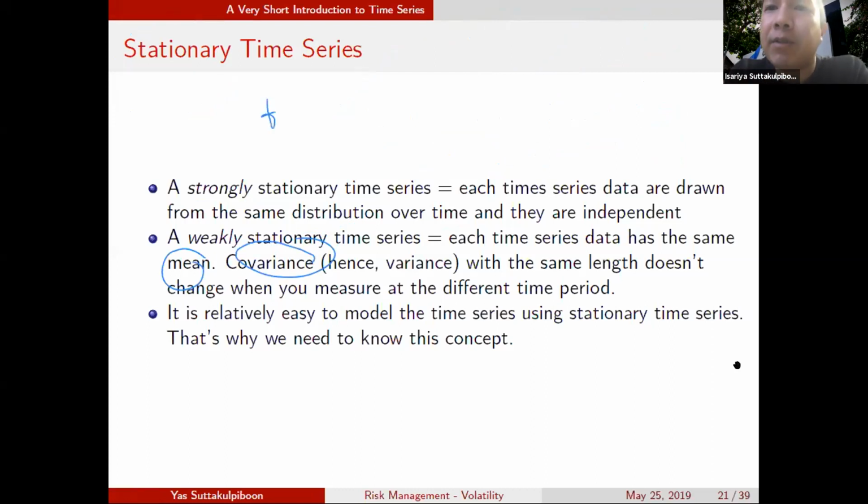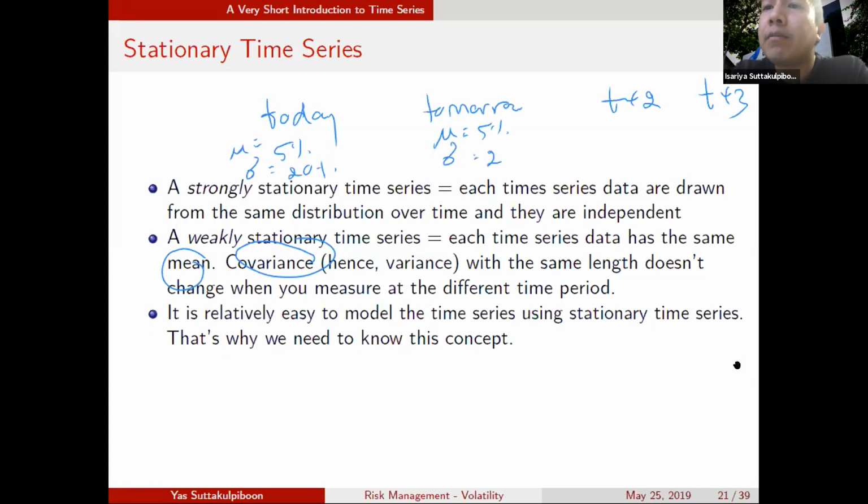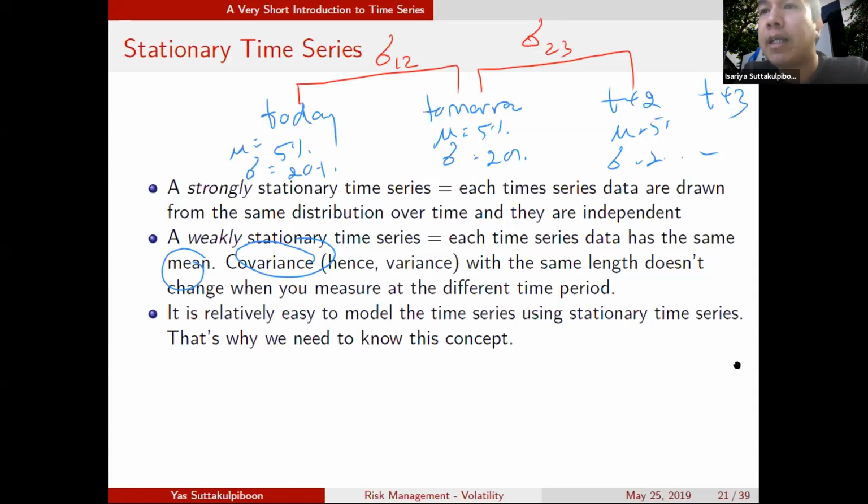For example, today, tomorrow, and the day after. Today you can have a variable with a mean of 5% and standard deviation of 20%. The next day, same mean, same variance, and so on and so forth. And if you measure the covariance between equal time periods, for example, between today and tomorrow, it's going to be the same as the covariance between tomorrow and the next day. And it's going to be the same covariance as the next day and the following day. This is going to be equal.